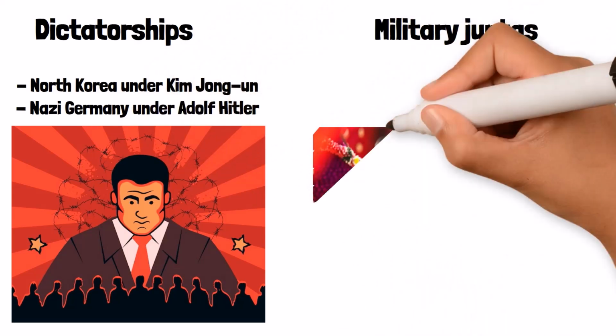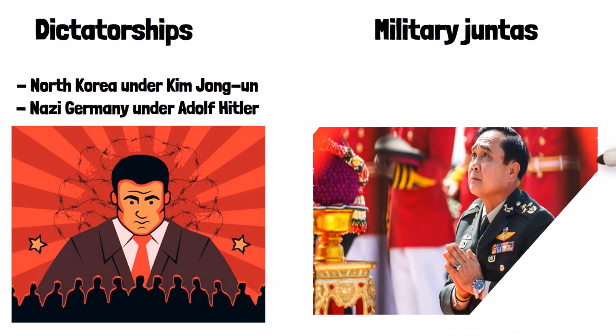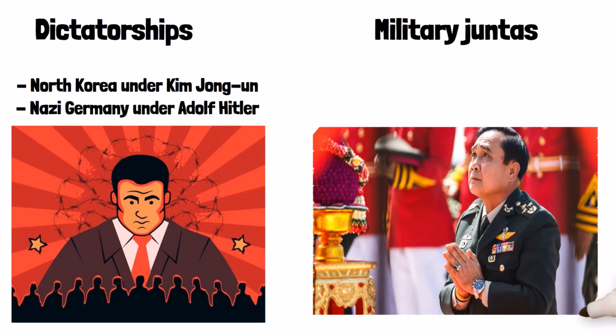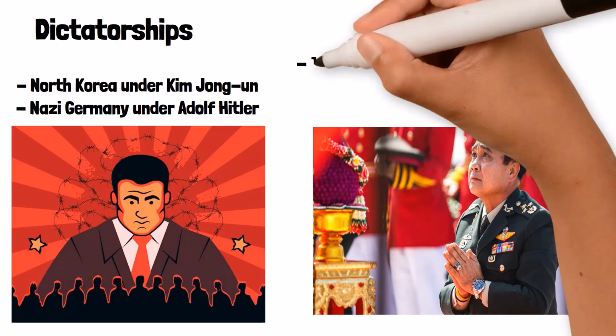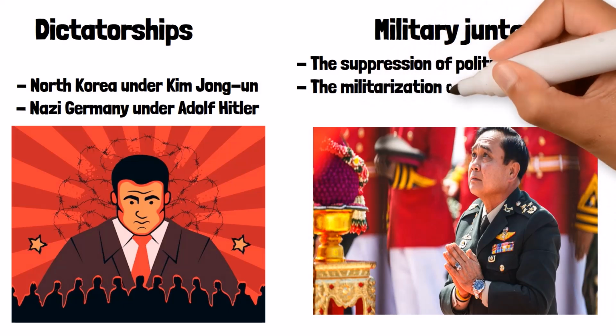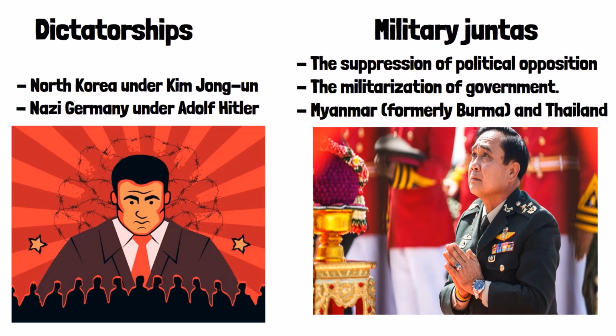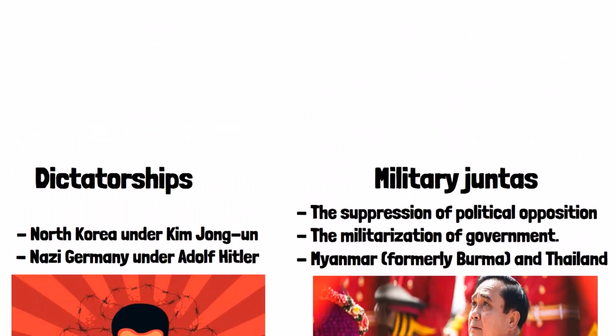A military junta is a government led by a committee of military leaders who have seized power, often through a coup d'état. These regimes are typically characterized by the suppression of political opposition and the militarization of government. Myanmar, formerly Burma, and Thailand have experienced periods of military rule.